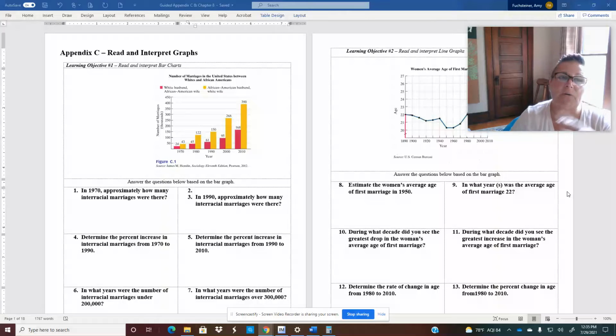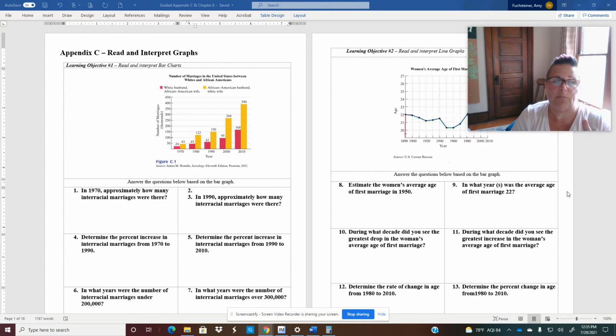Hey guys, so I'm going to go through Appendix C. There are 3 goals in Appendix C that I want you to be able to do. They are to read and interpret a bar chart, to read and interpret a line graph, and to read and interpret a pie chart. There are some old tools that we had that are going to come back up again, and when we get to those, I'll be sure to mention them.